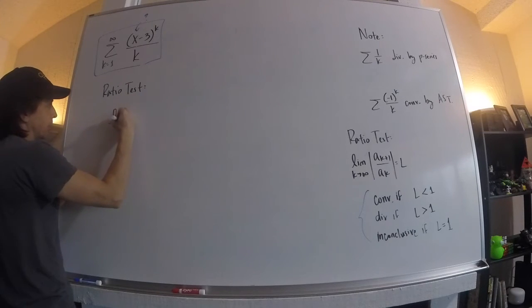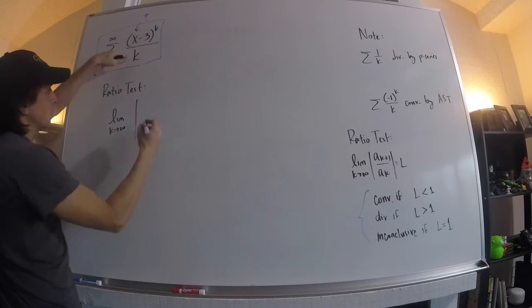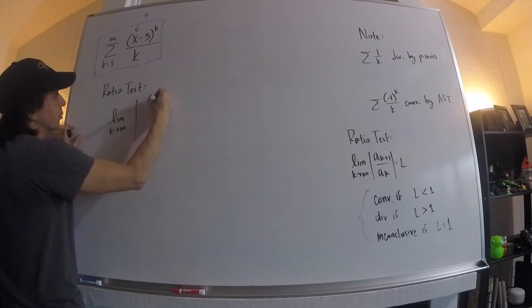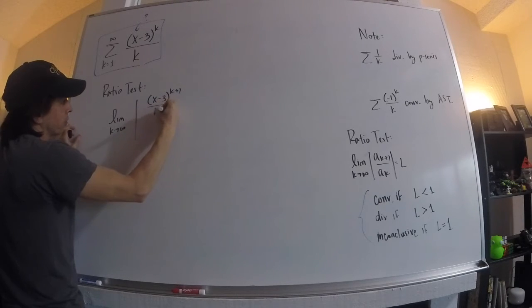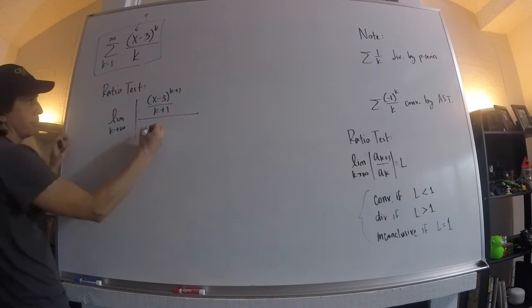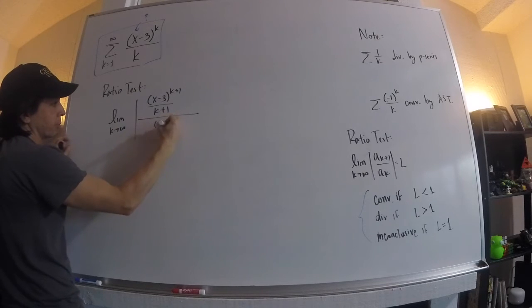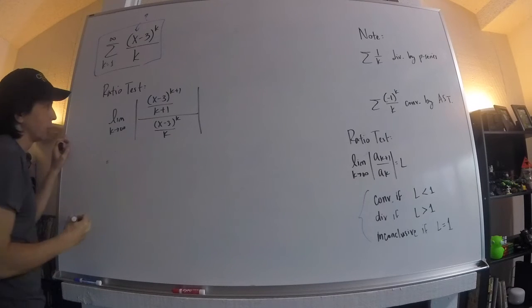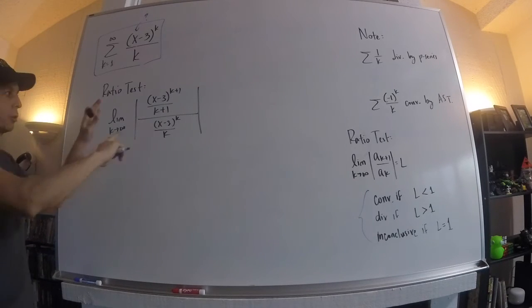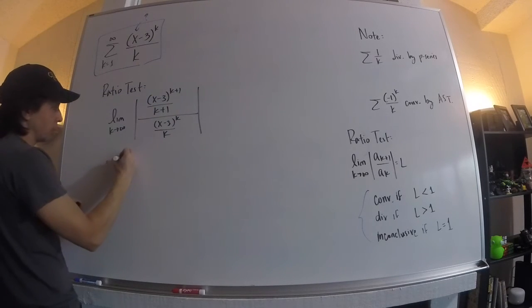I'm doing a limit as k goes to infinity. I'm going to take the k plus 1 term and put it over the k term. Obviously, there's a lot of cancellation here. And if you know how it's going to work, you can flip it ahead of time. But let me go ahead.